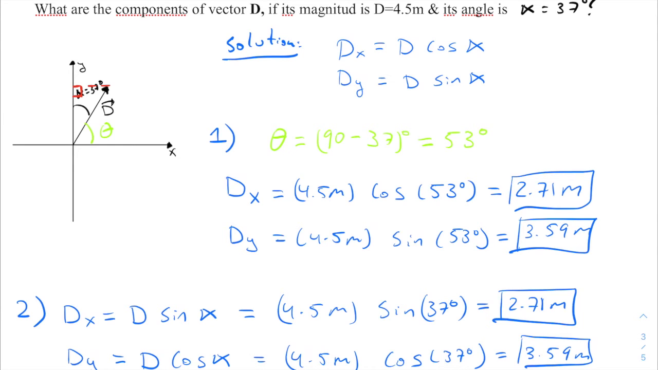Therefore, plugging in the numbers, for the x component we have 4.5 meters times sine of 37 degrees, which is equal to 2.71 meters. And then the y component is equal to 4.5 meters times cosine of 37 degrees, and this gives us 3.59 meters. And as we can see, both ways of finding the result agree.